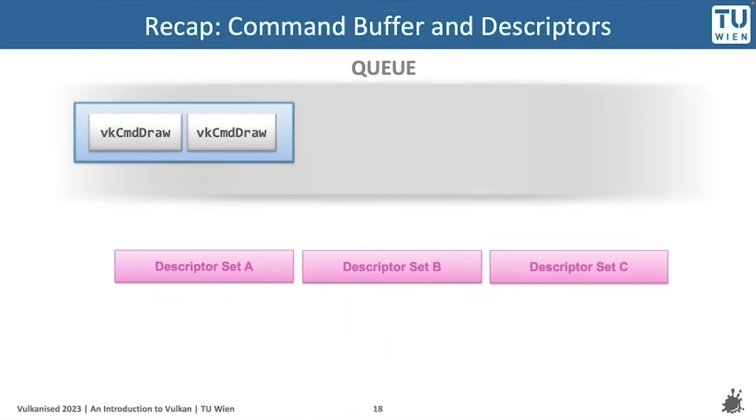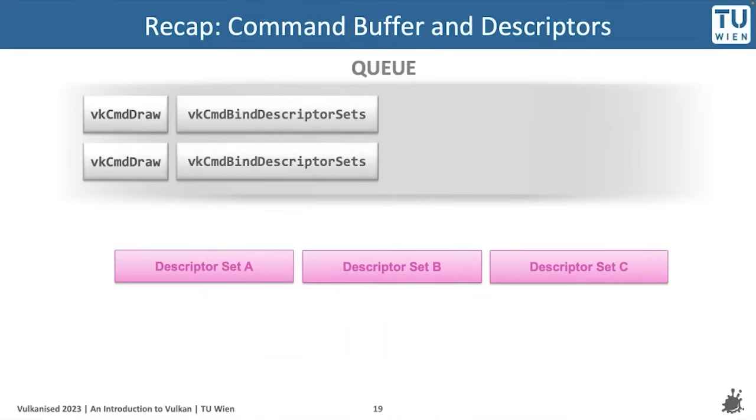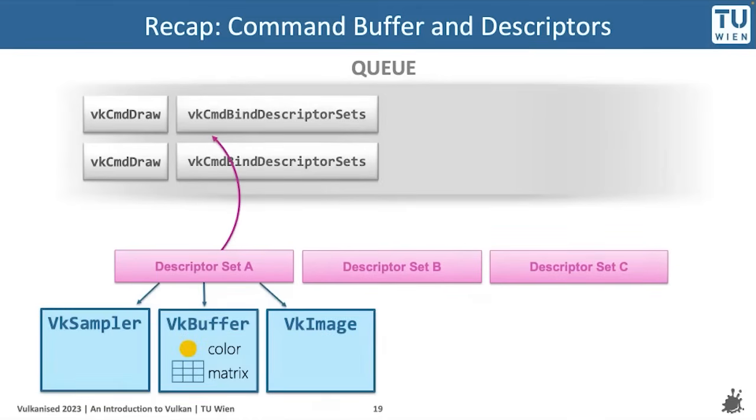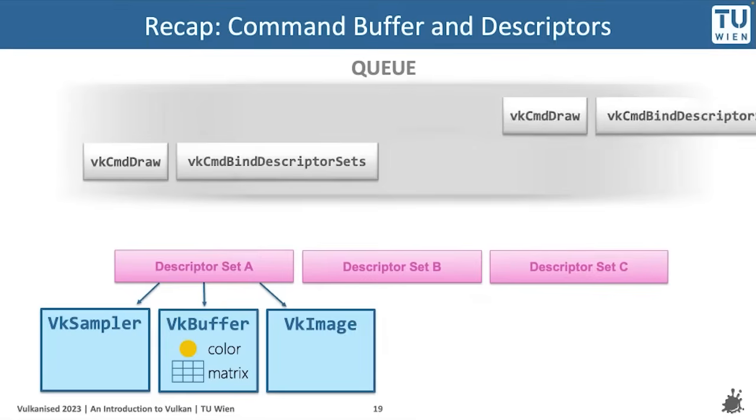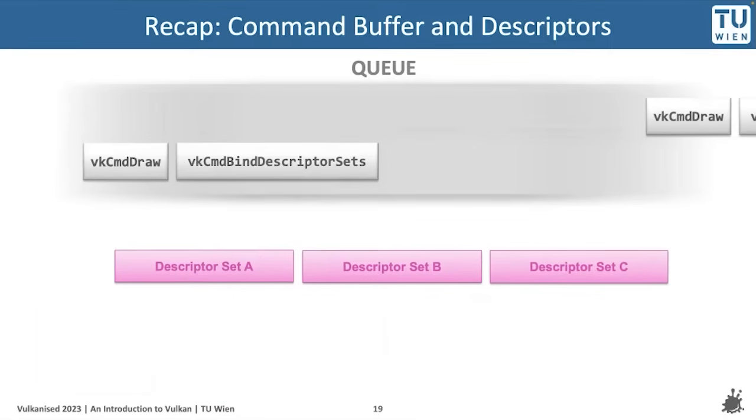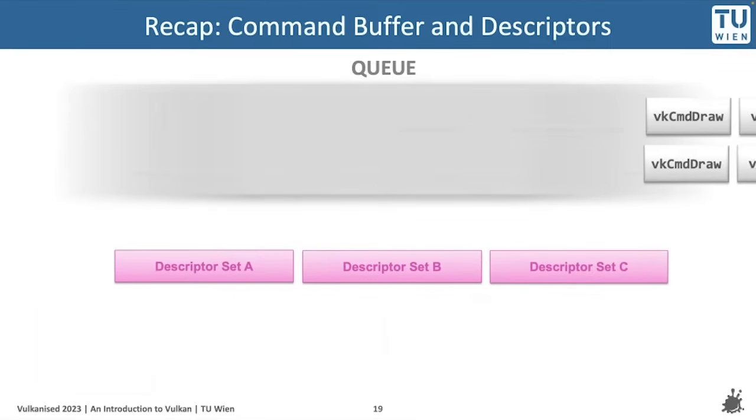So we put the command buffer into the queue. And then the command buffer is bound, the descriptor set is bound, and the draw call is executed. And then the second descriptor set is bound, and then the draw call is again executed.